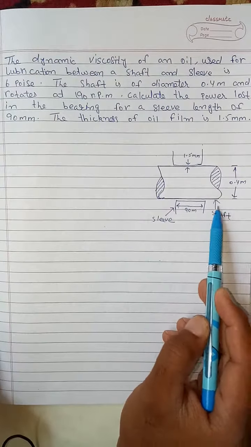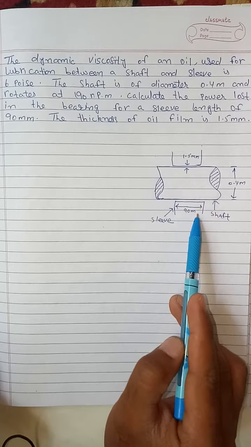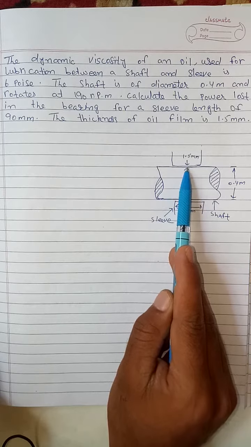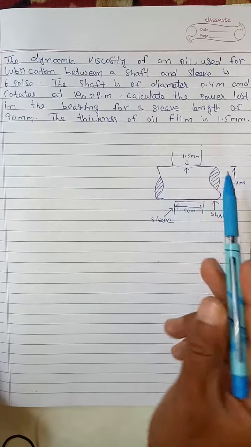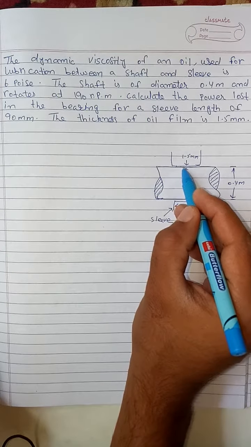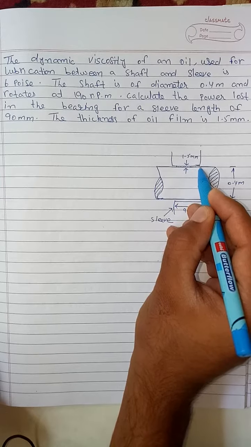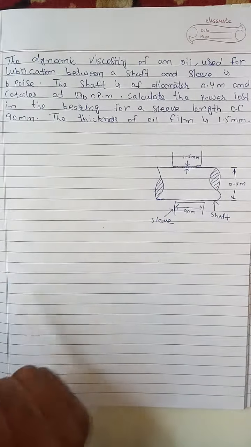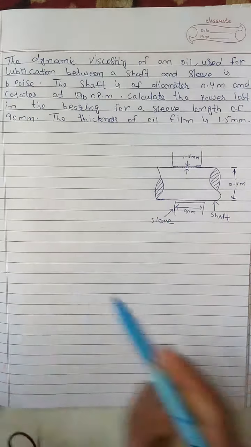So this is the shaft and this is the sleeve. This length is 90 millimeter and this is 1.5 millimeter thickness. In this portion there is oil, so the thickness of oil is 1.5 millimeter. We have to find the power loss.